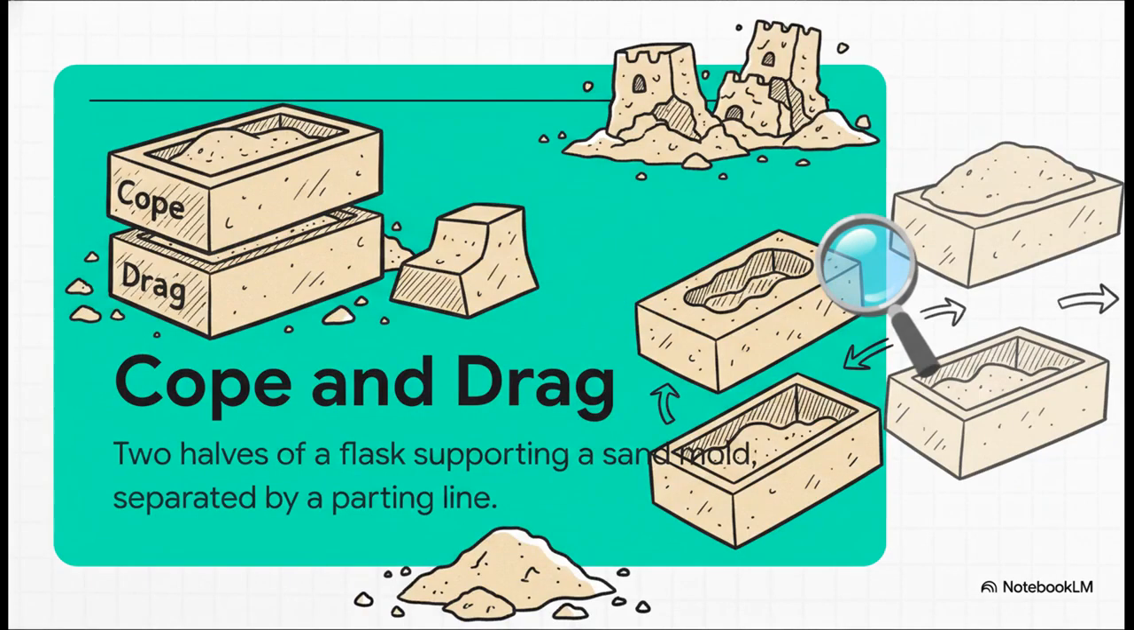To hold that sandcastle together, we use a specialized box called a flask, and it's split into two halves. The top half is called the cope, and the bottom half is the drag. And that spot where the two halves meet, that's called the parting line. So, by putting a solid pattern inside, packing sand all around it, and then separating the cope and the drag, we can carefully pull that pattern out. And what's left is a perfectly shaped, empty space inside the sand.